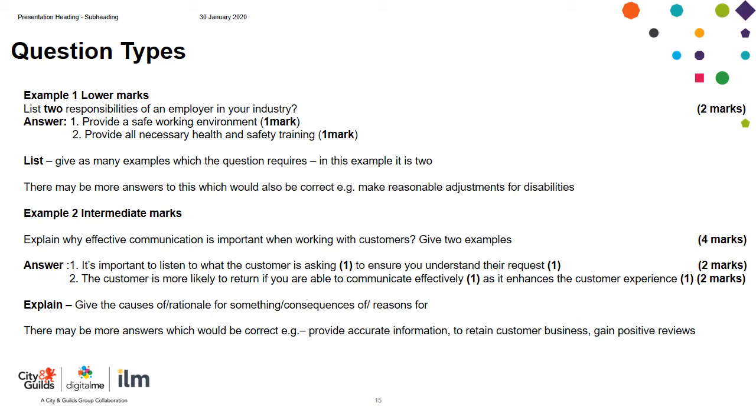And the second is, the customer is more than likely to return if you're able to communicate effectively, which carries 1 mark. Again, explain why, as it enhances the customer experience, carrying 2 marks, which makes a 4-mark total. So again, there may be more answers which would be correct. In other words, you could use provide accurate information, gain positive reviews. So it's not just one typically correct mark, it's making sure that the learner understands the responses required for each command verb.